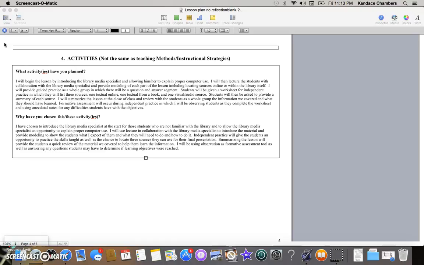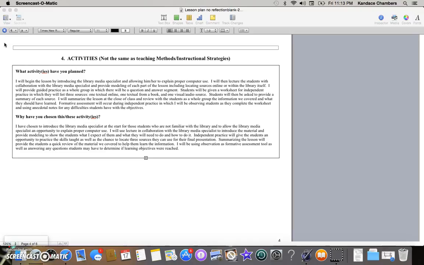Under Section 4 Activities, I will begin the lesson by introducing the Library Media Specialist and allowing him or her to explain proper computer use. I will then lecture the students in collaboration with the Library Media Specialist and provide modeling of each part of the lesson, including locating sources online or within the library itself.